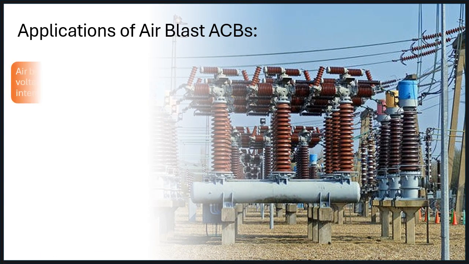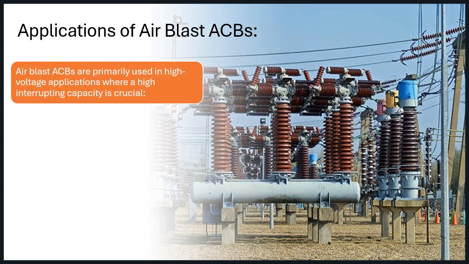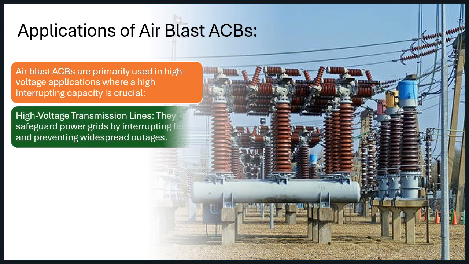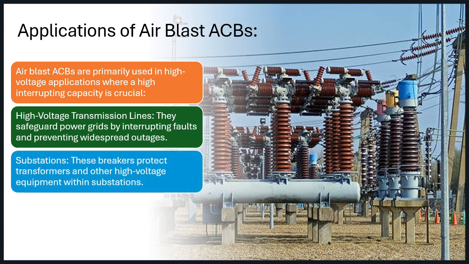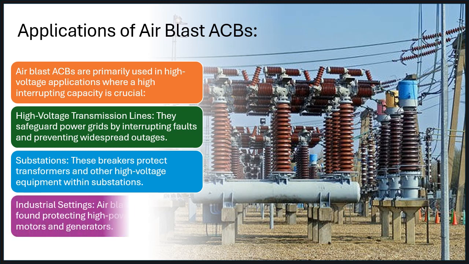Applications of air blast ACBs. Air blast ACBs are primarily used in high-voltage applications where a high interrupting capacity is crucial. High-voltage transmission lines. They safeguard power grids by interrupting faults and preventing widespread outages. Substations. These breakers protect transformers and other high-voltage equipment within substations. Industrial settings. Air blast ACBs can be found protecting high-power industrial motors and generators.